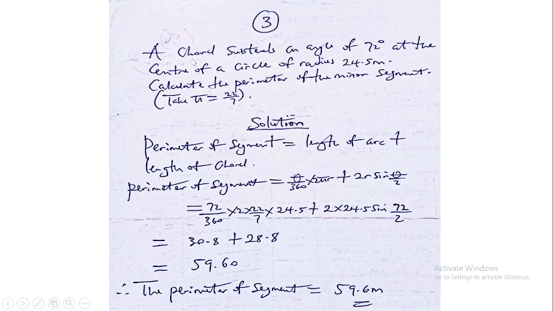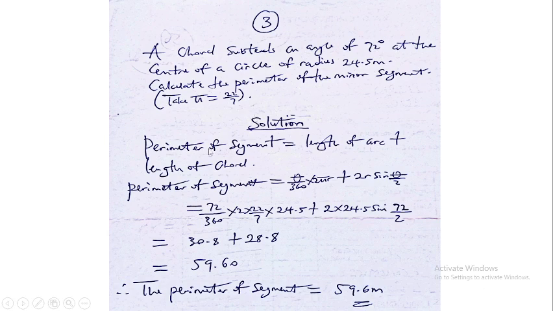So the question said that a chord subtends an angle of 72 degrees at the center of a circle of radius 24.5 meter. Calculate the perimeter of the minor segment, given that pi is equal to 22/7. Of course, like I said earlier, the question is from mensuration of circle, and we have to find the perimeter of a minor segment, given the angle at the center to be 72 degrees, given the radius of the circle to be 24.5 meter, given the pi to be 22/7.